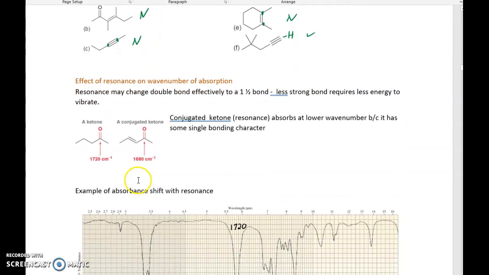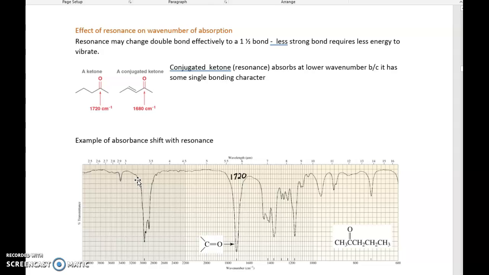The effect of resonance on wave number. So resonance can change a double bond and effectively make it a 1.5 bond. So it's less strong. It requires less energy to vibrate. So if we have a regular ketone that doesn't have any conjugation, doesn't have any resonance forms, it will absorb at 1720. But if there's resonance, it will absorb at 1680.